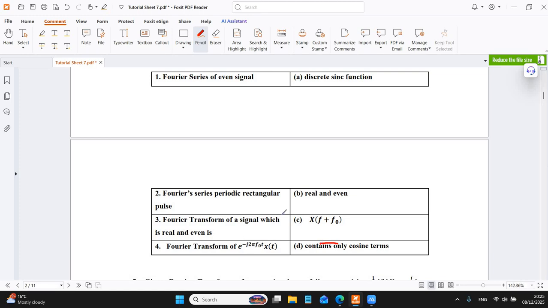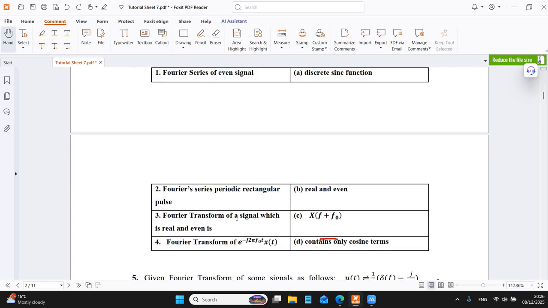Then the second part, the Fourier series of the periodic rectangular function, you see it is a discrete sinc function. Okay, it is a discrete sinc function. So the 2 is having the option A. Okay. Next is the Fourier transform of the signal which is real and even.